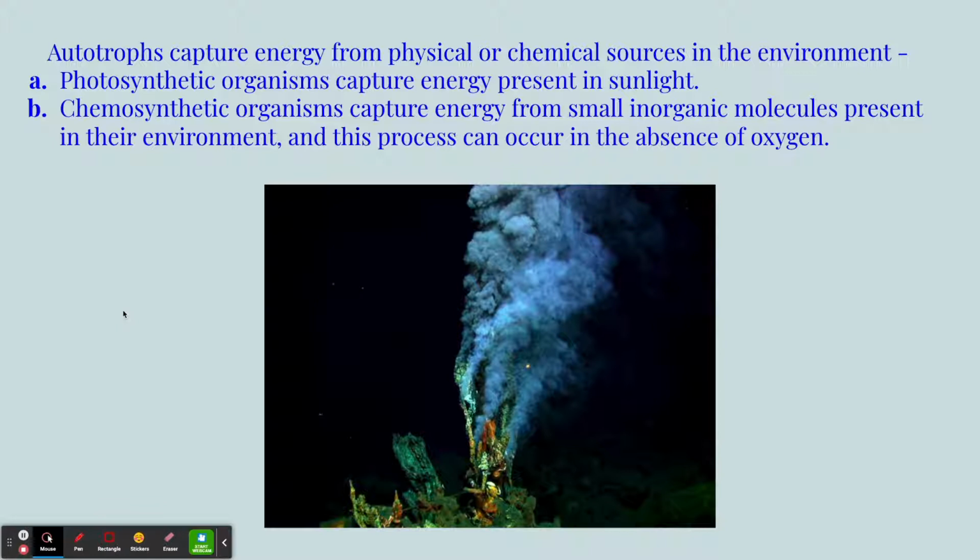Okay, I kind of want to revisit what autotroph and heterotroph mean, just because those are terms you will see throughout the ecology unit. Autotrophs capture and use energy. So these are going to be your plants, photosynthetic organisms. One thing I do want to point out is this also includes chemosynthetic organisms. They can actually capture energy from small inorganic molecules in the absence of oxygen. So photosynthetic organisms capture sunlight energy. Chemosynthetic organisms use inorganic molecules. So they are different, but they're both autotrophs. They are making their own food.